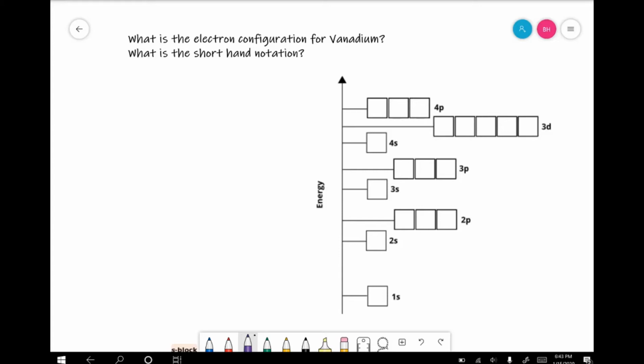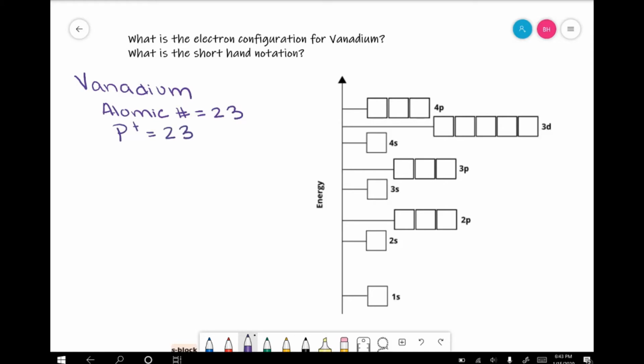So you find vanadium on the periodic table, and you see that vanadium has an atomic number that's 23. Now, this tells me not necessarily how many electrons I have, but this does tell me that my number of protons equals 23.